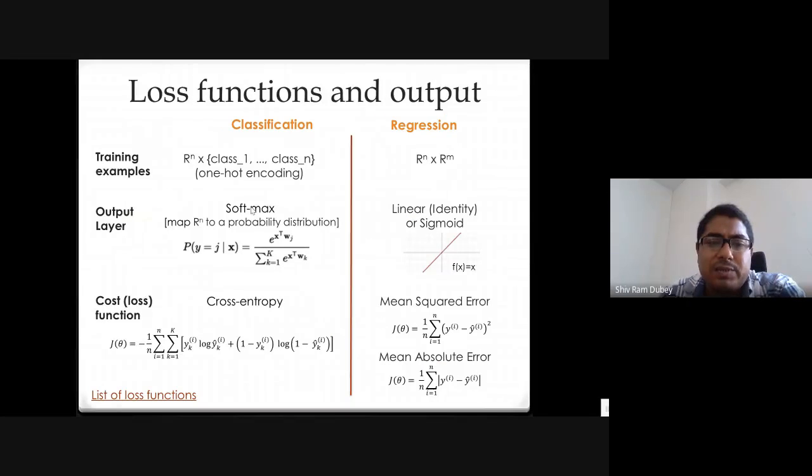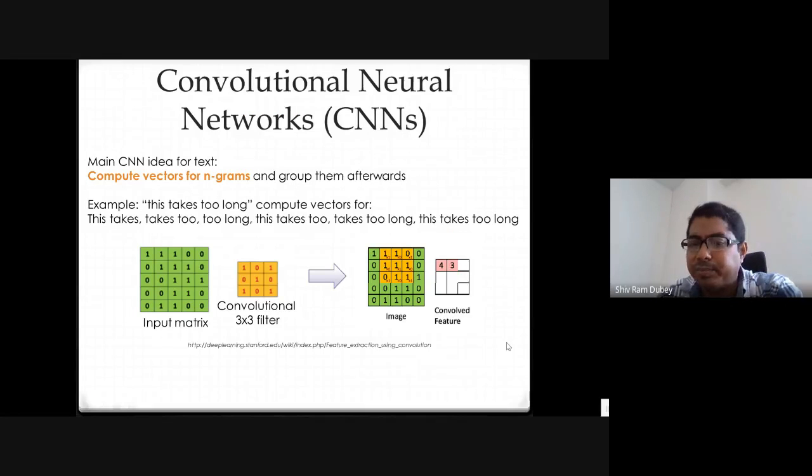Loss functions, as I discussed, may differ for different problems; there might be different loss functions or objective functions. For classification, we can have cross entropy. For regression, we can have MSE or MAE. Different loss functions can be there.